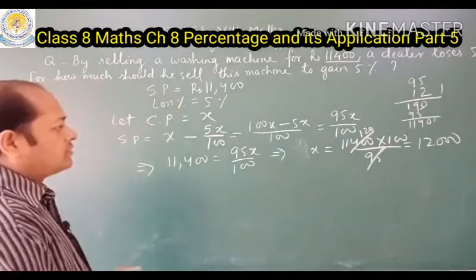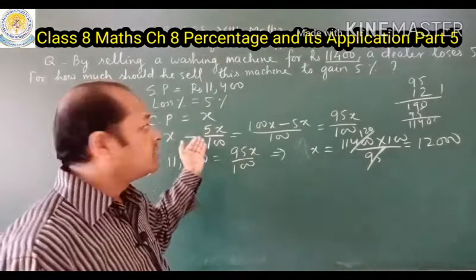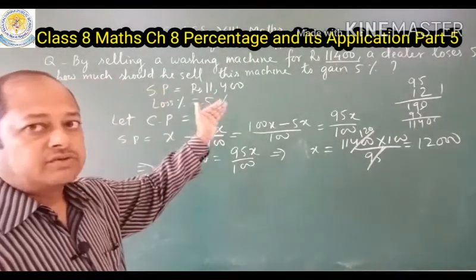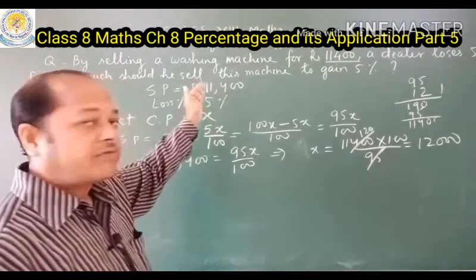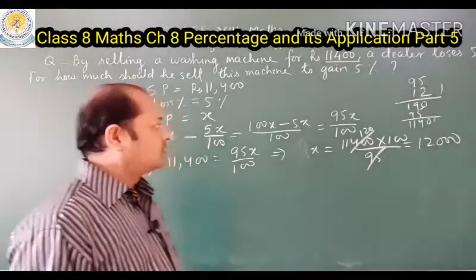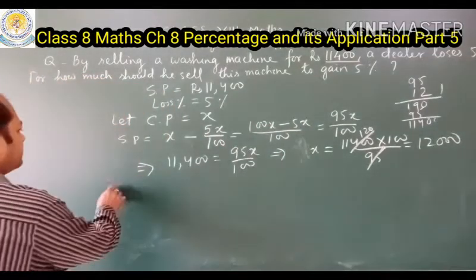Now we have to find out. Already you got x, which means you got the cost price. Then the next part of the question says how much he should sell it for, so that the profit will be 5%. So 5% of this amount. So what is the selling price? Again you have to find it out.